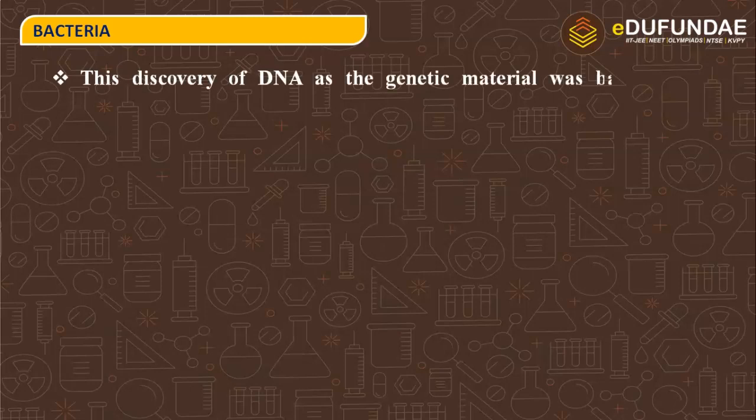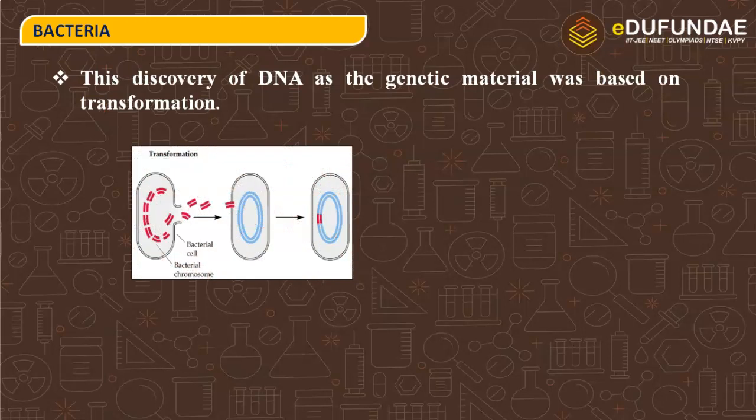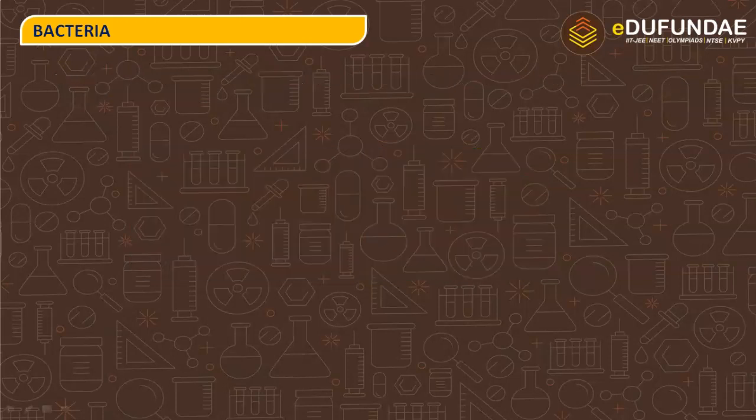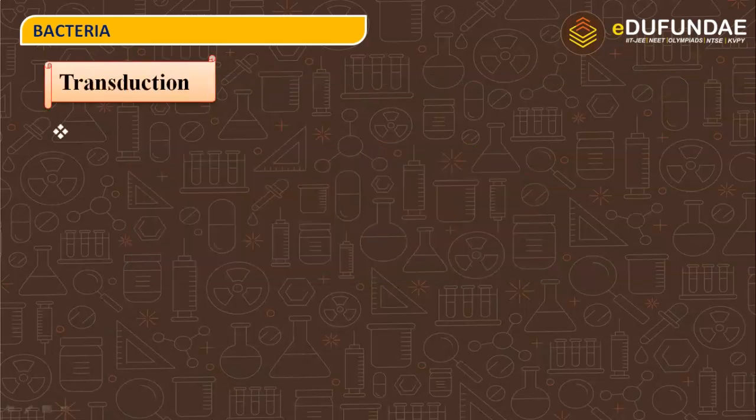This discovery of DNA as the genetic material was based on transformation. So here we can see the process of transformation. Once the bacterial chromosome is there in the environment of the other bacterial cell, it is simply taking it up and it will incorporate it with its own plasmid and becomes a transformed bacterium. So that is the transformation process. The next process is that of transduction.